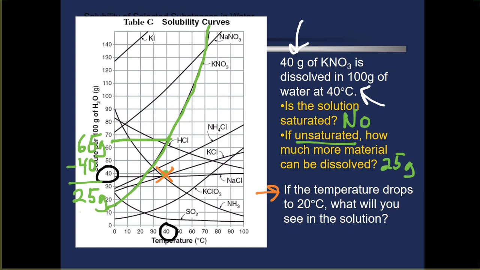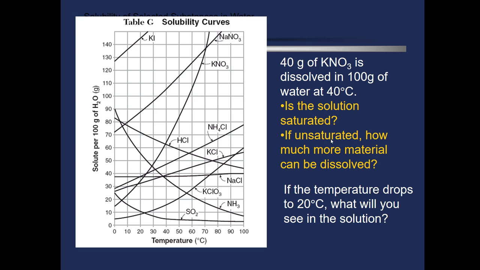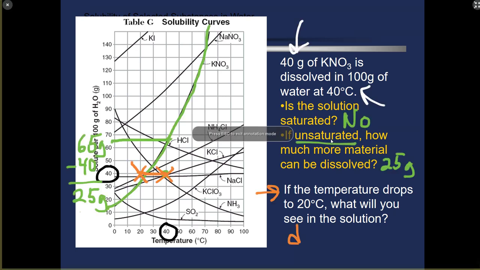It says, if the temperature drops to 20 degrees Celsius, what will you see in the solution? So let's follow it across. The temperature is dropping. Right here, it's saturated. And if I keep going to this point, what we will see is that we crossed that saturated solution line. Because we passed the saturated solution line, we'll actually see this drop out of solution.